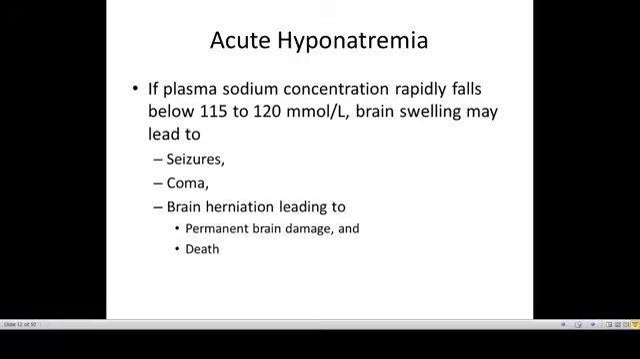If plasma sodium concentration rapidly falls below 115 to 120 millimoles per liter, brain swelling may lead to seizures, coma, and brain herniation, leading to permanent brain damage and death.